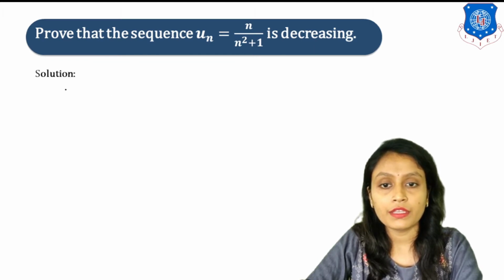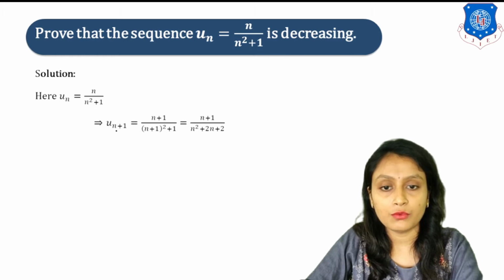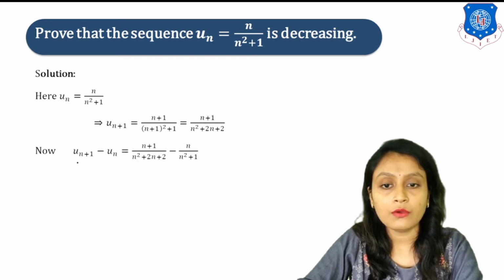Okay, so here the nth term is given, that is n upon n square plus 1. Firstly, we will find u_{n+1}. So it is (n+1) upon (n+1) whole square plus 1. Simplify, so you will get (n+1) upon n square plus 2n plus 2. Okay, now we will find this u_{n+1} minus u_n. Substitute both the answers, cross multiply and simplify.